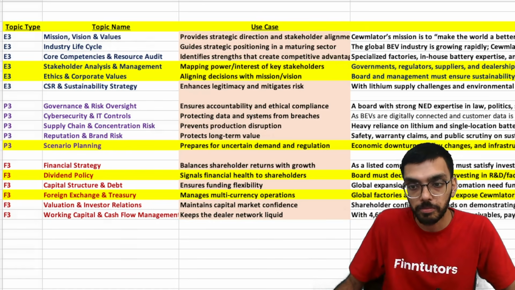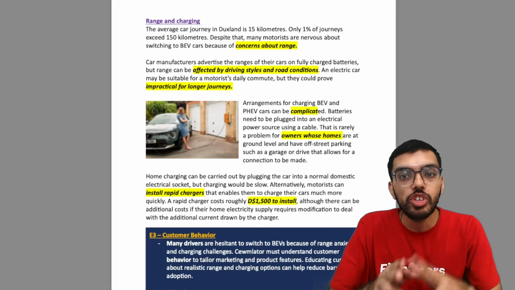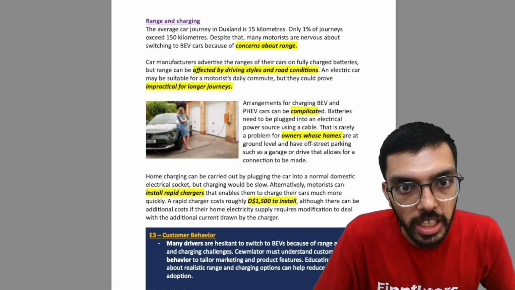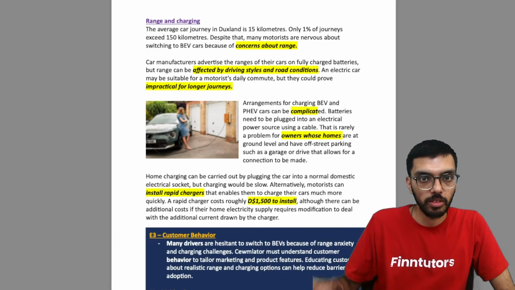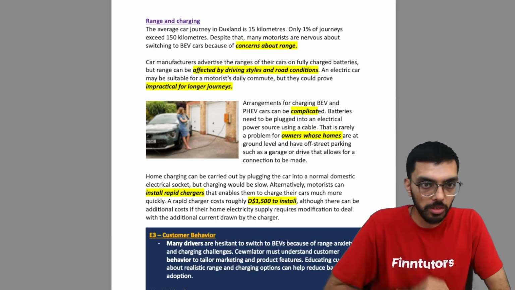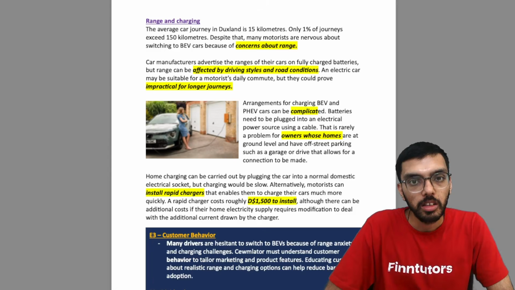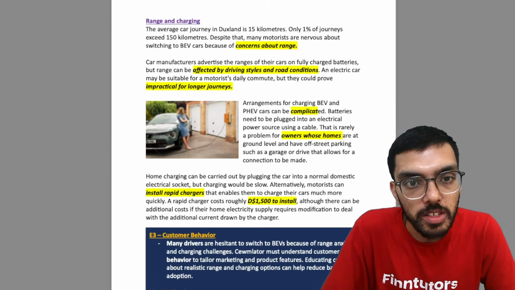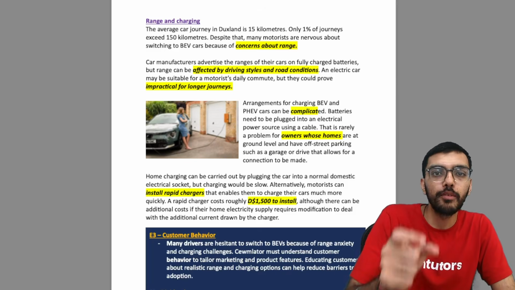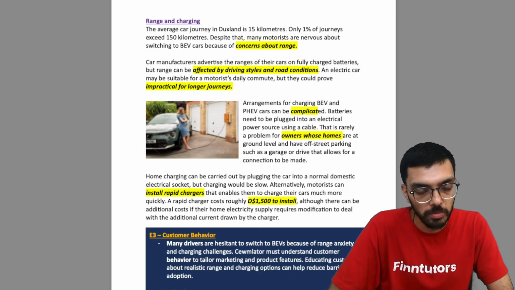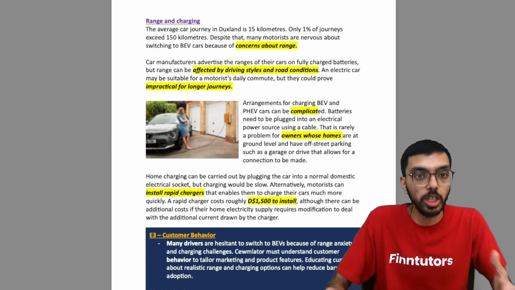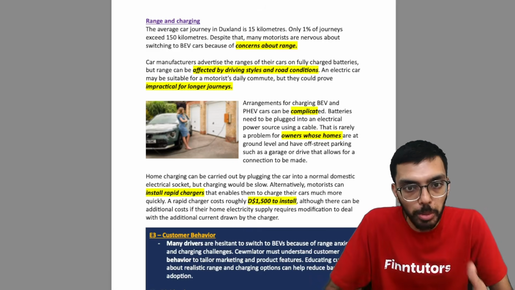Let's continue. The next issue is range and charging. Now the average car journey in Duxland is 15 kilometers. Only 1% of the journeys exceed 150 kilometers. Despite that, many motorists are nervous about switching to BEV cars because of concerns about range. Because obviously if a BEV gets stuck, you can't drag it, you've got to tow it away. You can't push it, you've got to tow it away.